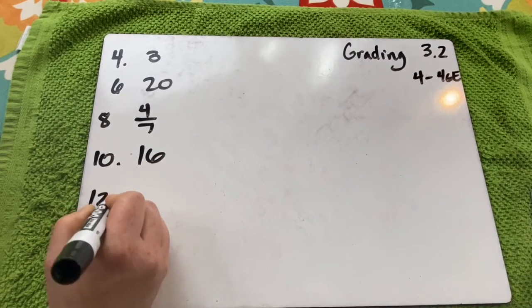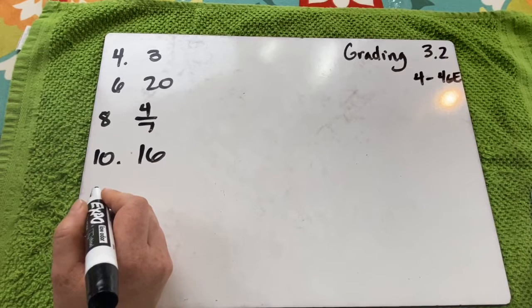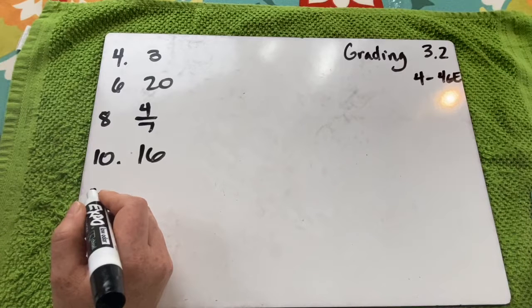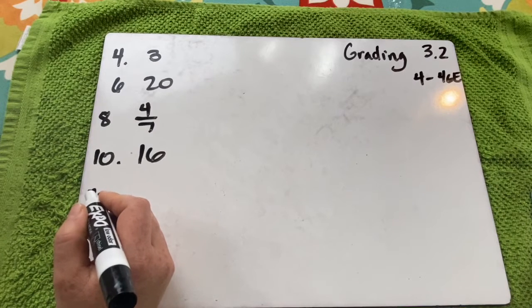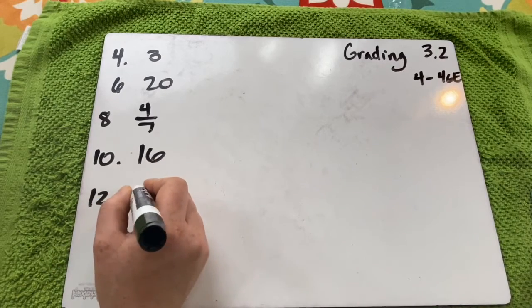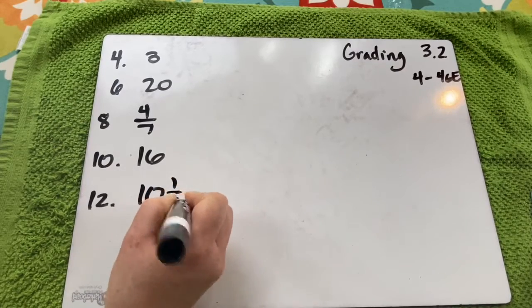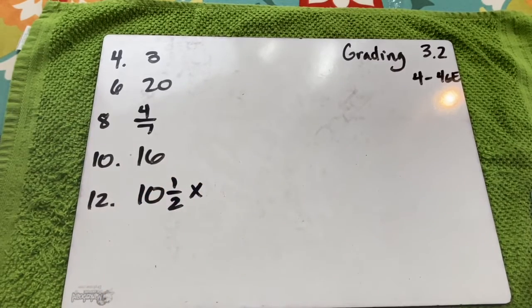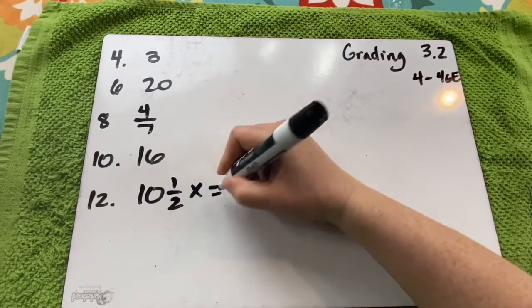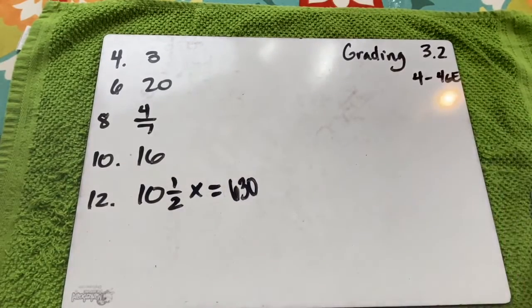Number 12: write and solve an equation to find your average speed of the trip from St. Louis to Dallas. You drove 630 miles in 10 and a half hours. So this should be 10 and a half times x equals 630 is what they have.